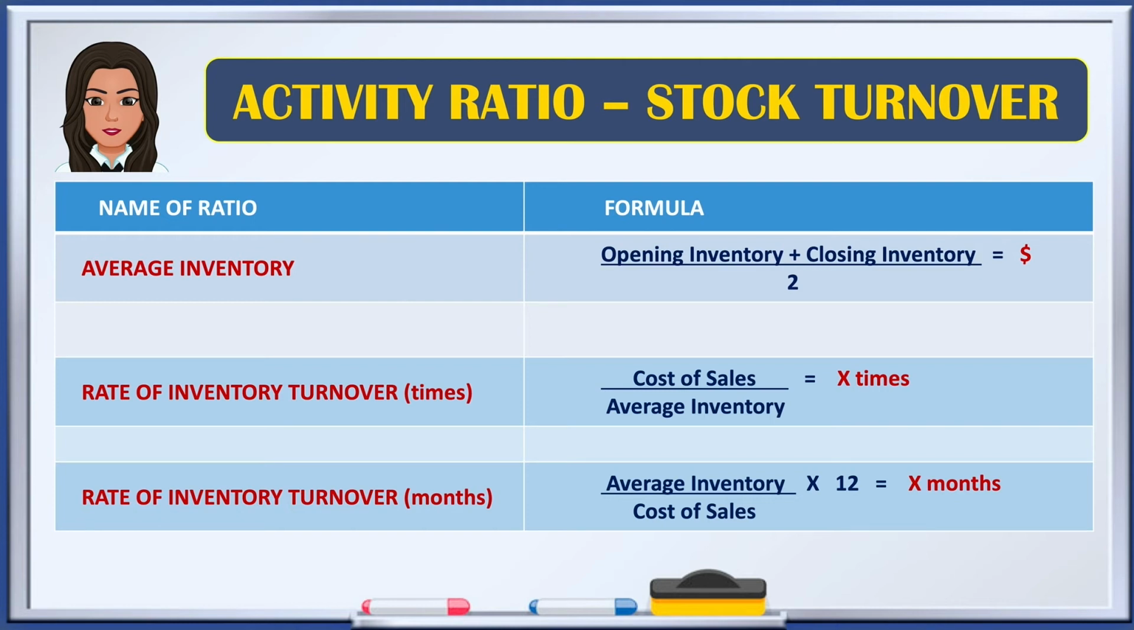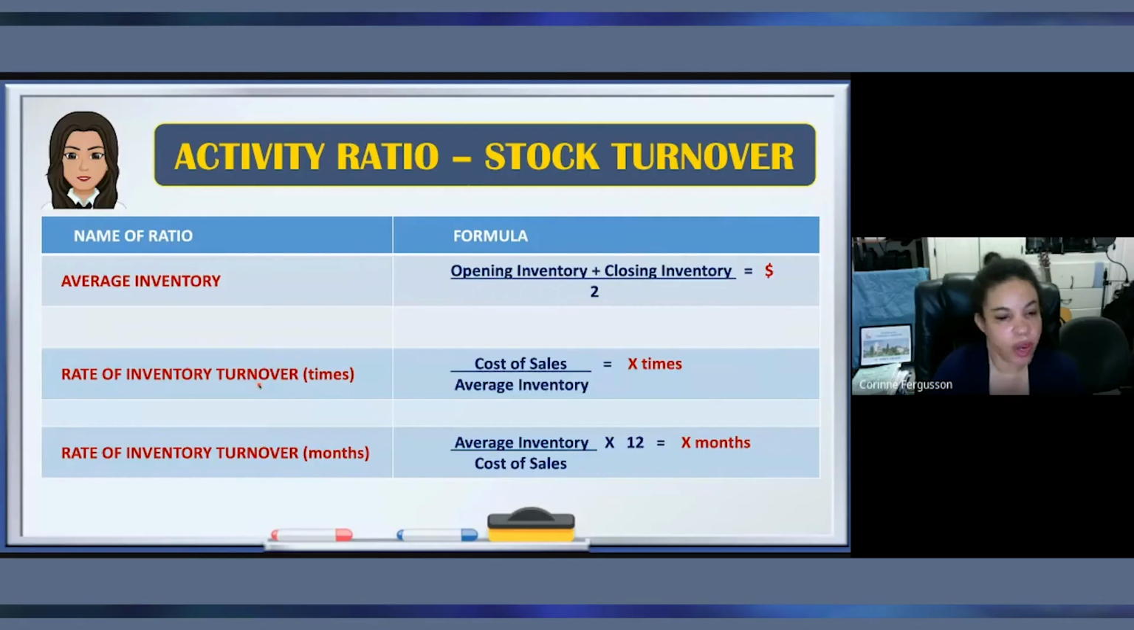It's really one ratio, which is your rate of inventory turnover. However, in your formula, whether you're expressing it in terms of times or months, the two items that you need to know information about would be your cost of sales and your average inventory. Your cost of sales, you get that in your income statement. Your average inventory, you have to work that out.